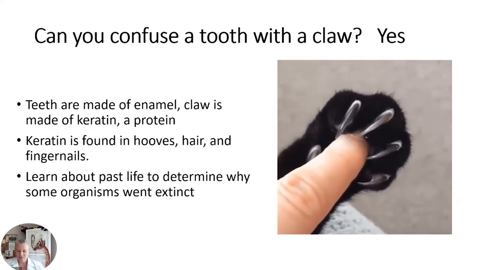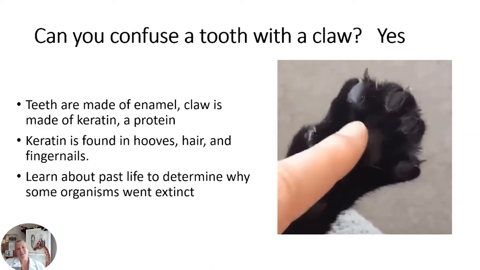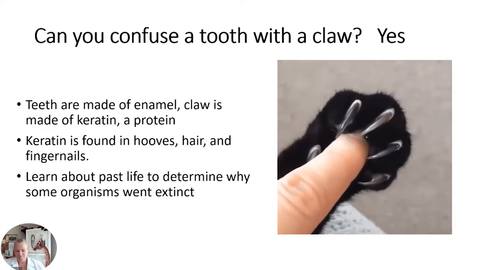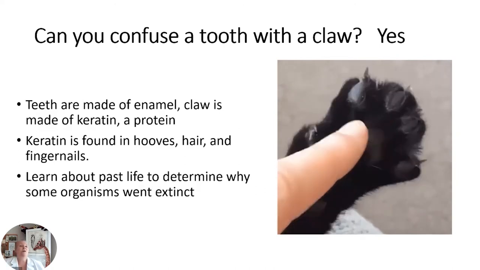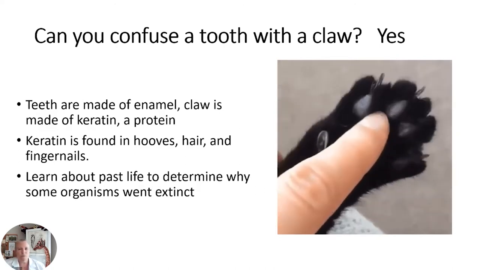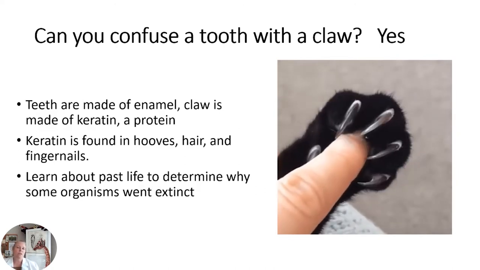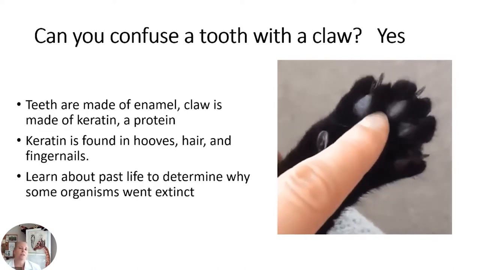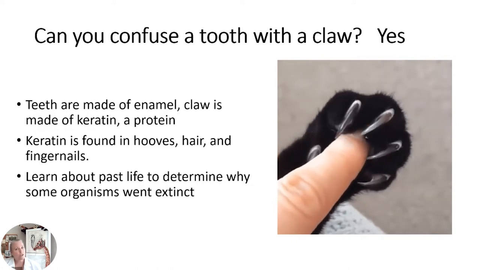That's pretty cool, huh? At first, it looks like they could be confused, but once you start looking closer and you know more, you can't confuse them. If you come to the Children's Natural History Museum when we open up, we have a collection where you can see a T-Rex tooth and a Tyrannosaurus Rex claw, and you can see how similar they are.